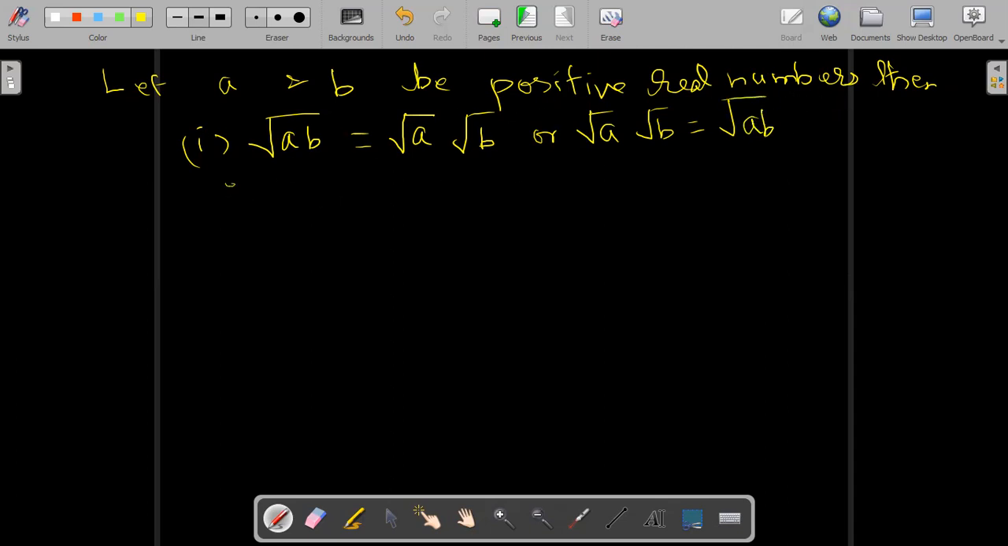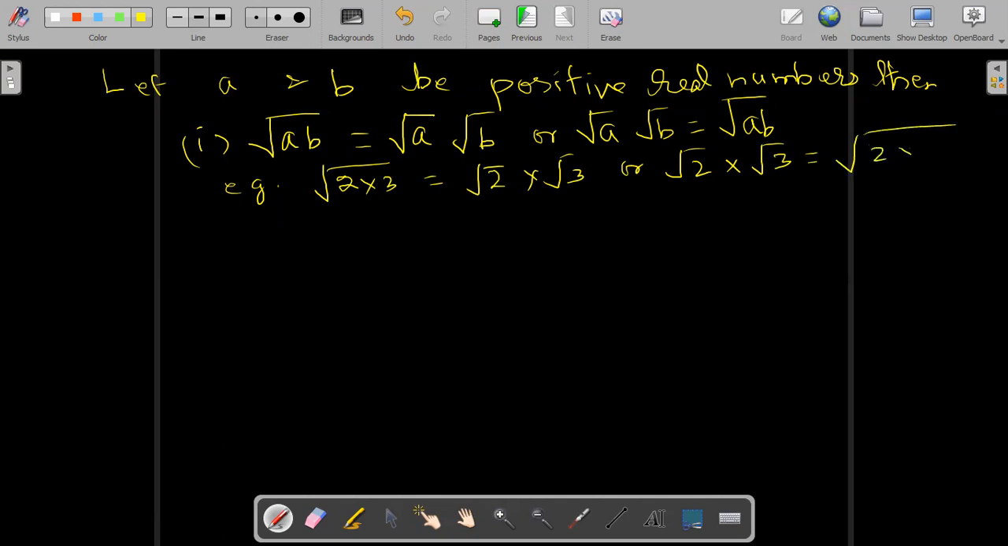For example, suppose root 2 into 3 is root 6. You can write root 2 into root 3. Or if you are given root 2 into root 3 separately, we can write 2 into 3, that will be equal to root 6 because they have the same power. Then same thing in multiplication.